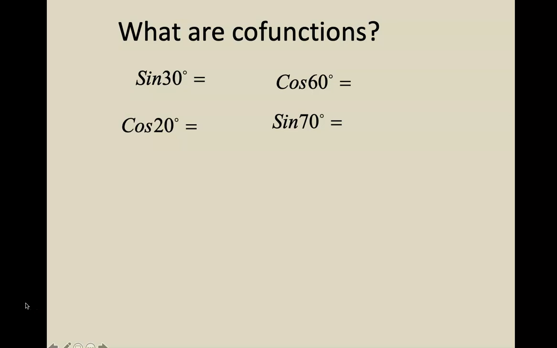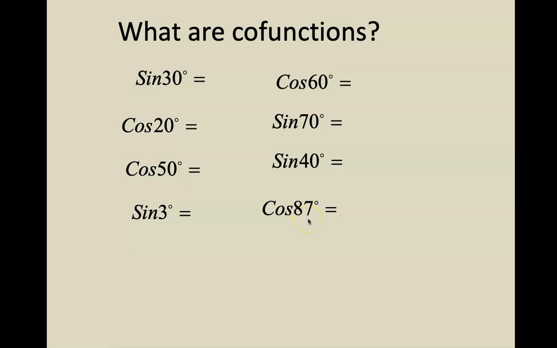Cosine 20, sine of 70, while they are not the same as sine of 30 and cosine of 60, if you were to work these out, these are not ones that are good to do with your unit circle because they're not the special right angles, but you'll find cosine of 20 is the same as sine of 70. You'd also find that cosine of 50 is equal to sine of 40. If you don't believe me, try it out on your calculator, have a blast. And I know that sine of 3 is equal to cosine of 87. Sine of 1 is the same as cosine of 89, things like that.